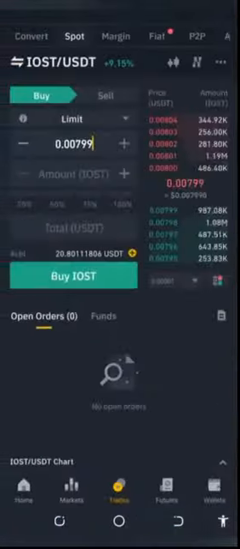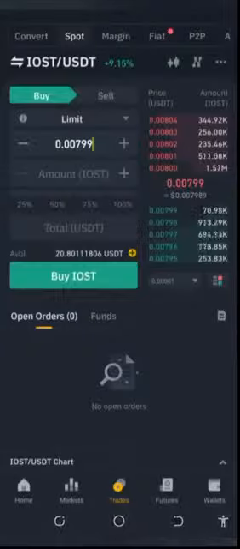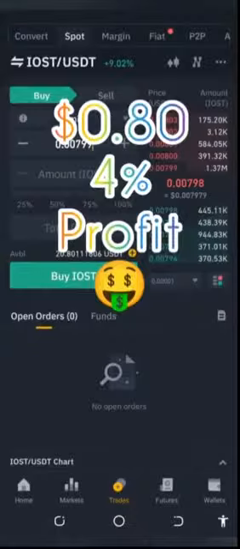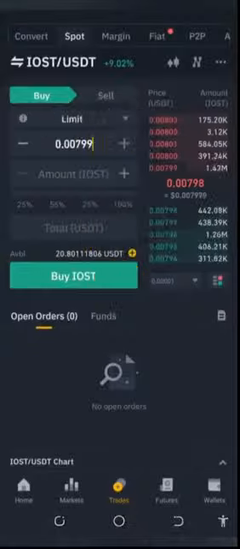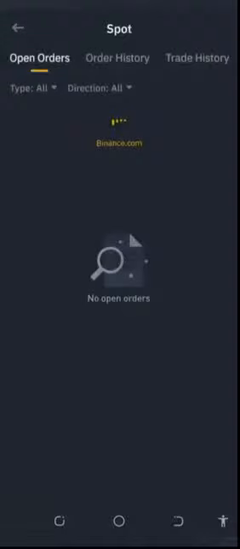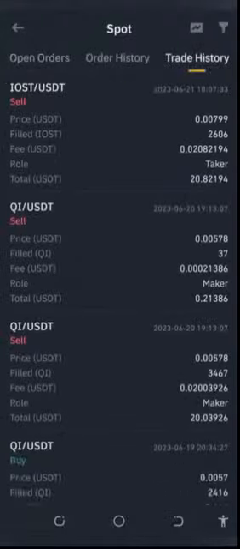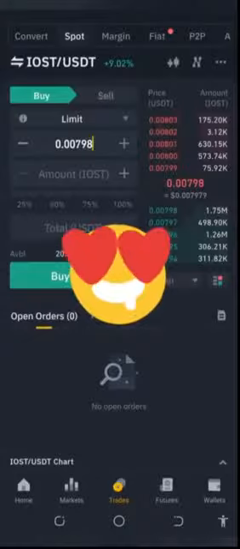Something actually happened. Wow, but that actually favored us, because now we've been able to make 80 cents over our $20. Oh my gosh, this is beautiful. Yeah, let's go and check what happened here. Okay, so we actually sold this to USDT. Wow, we sold the 2606 and we got 20.82. Oh my God, this is beautiful. I love this.